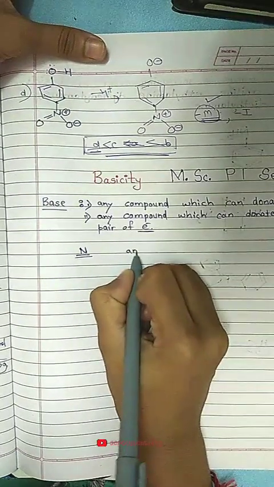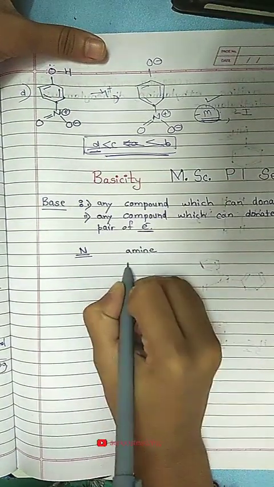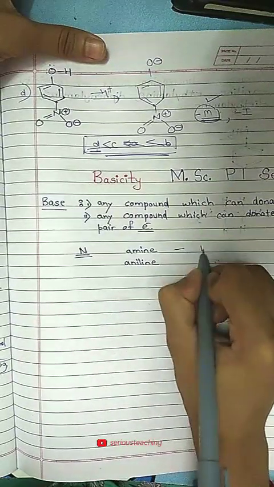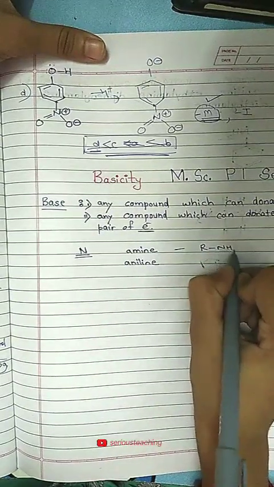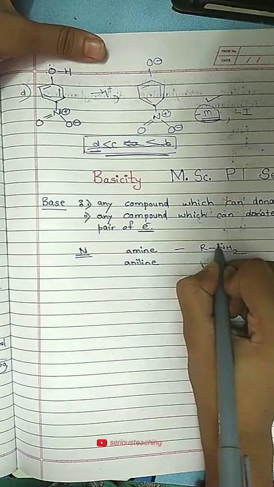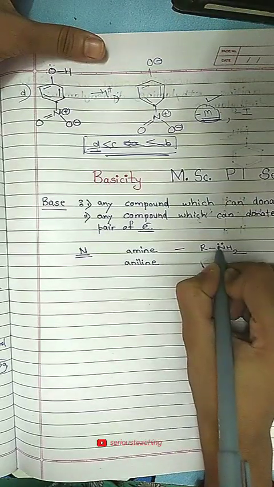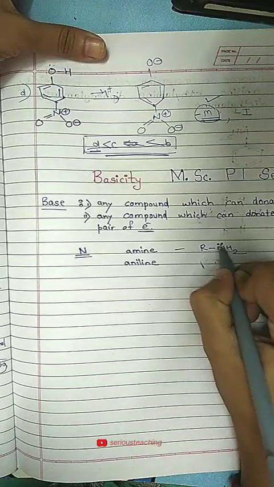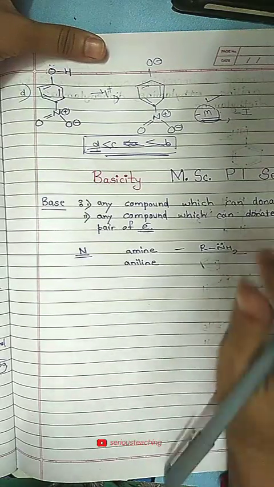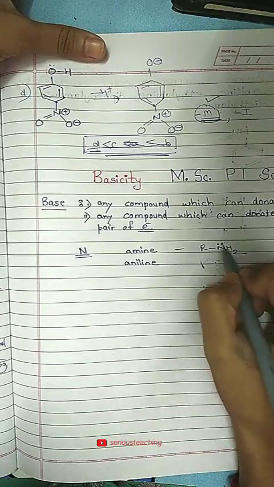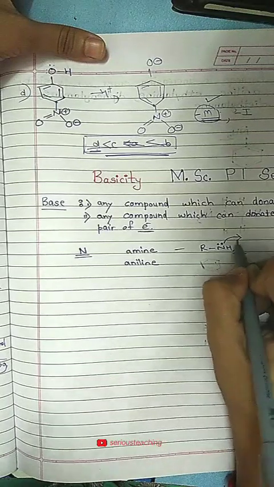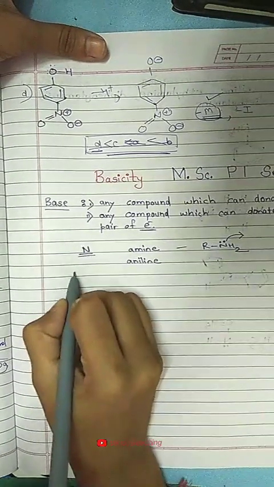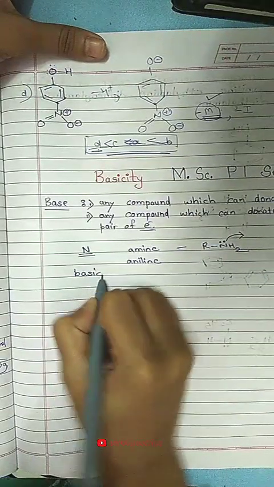So see, we know the functional groups like amine, then we know aniline, that is aromatic amine. So you know amine is RNH2, right? So in RNH2, you can see that here on nitrogen a lone pair is there. Okay. So if the structure is such that this lone pair of electrons can be easily donated, then that compound can act as base.